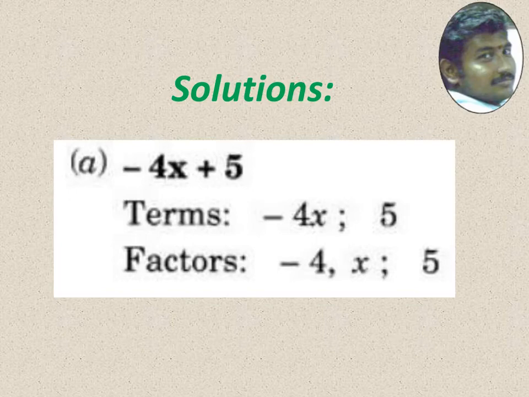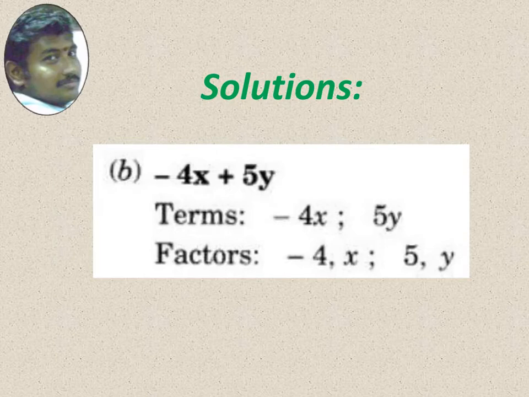See the next question. Minus 4x plus 5y. Here minus 4x and 5y are the two terms. For the first term, minus 4 and x are factors. For the second term, 5 and y are factors. Hope you got it.